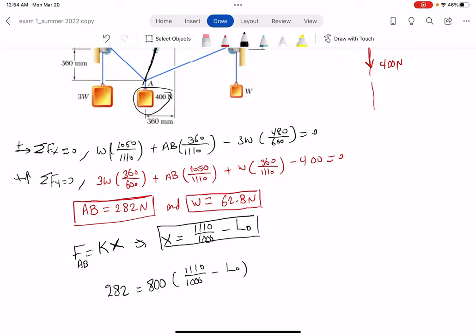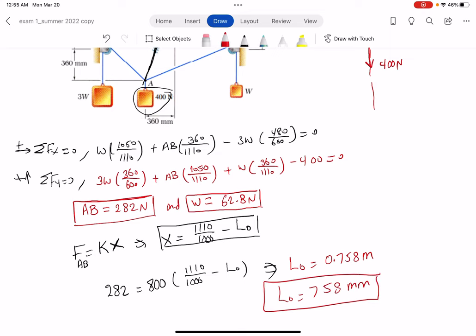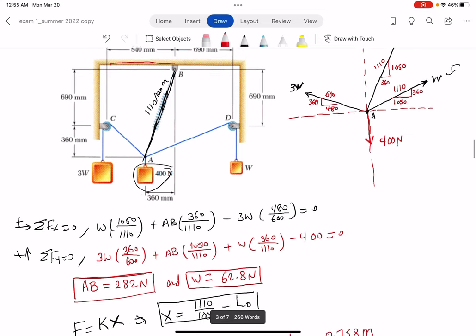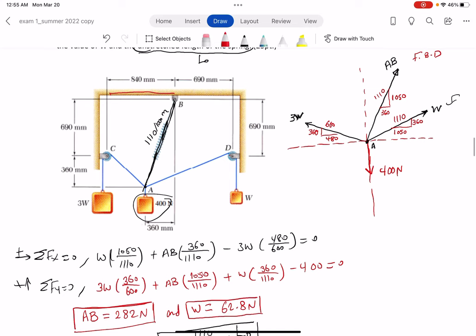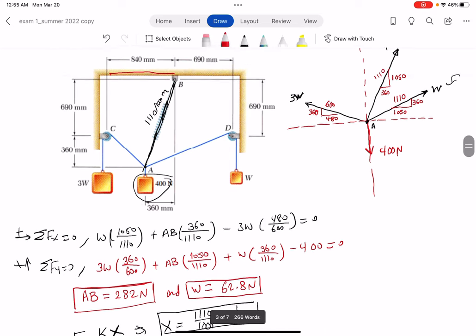This is what we do. You just plug this equation into your calculator. You'll get L naught equal to 0.758 meter, which is almost 758 millimeters. Notice that this is 1110 millimeters after stretch, and this is the original length of the cable, the unstretched length. I think this is not a difficult one, but once you know how to find the slopes, everything else would be easy. Thank you.